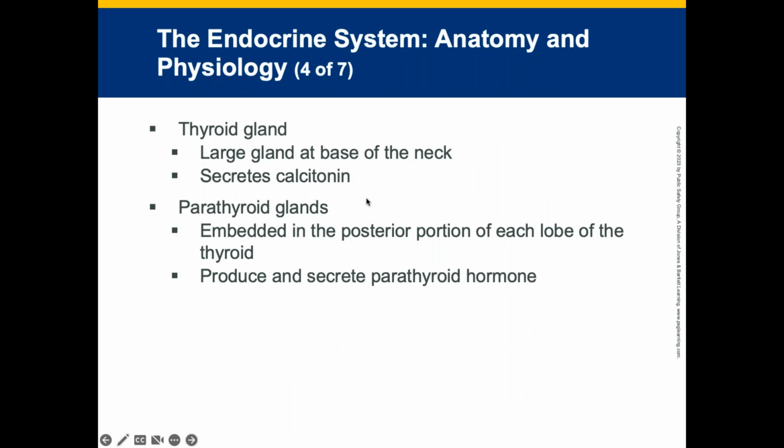The thyroid gland is a large gland at the base of the neck, which manufactures and secretes hormones that have a role in growth, development, and metabolism. This secretes calcitonin, which helps maintain normal calcium levels in the blood. And the parathyroid glands, embedded in the posterior portion of each lobe of the thyroid, produce and secrete parathyroid hormone.